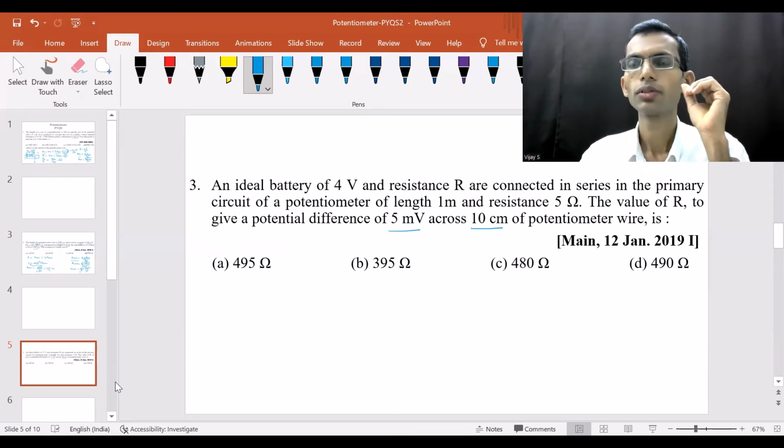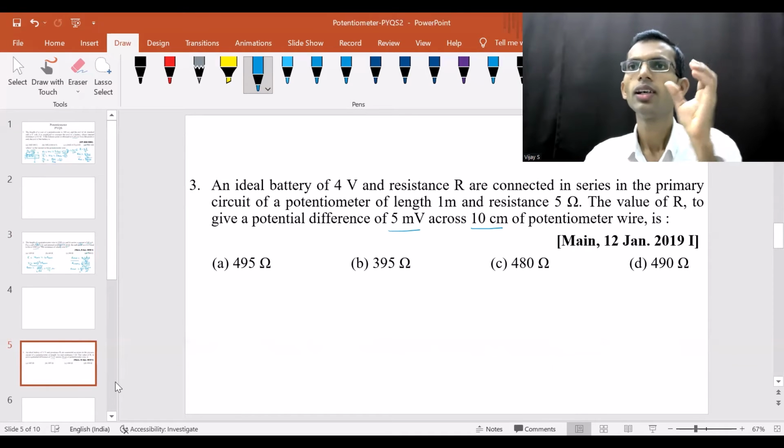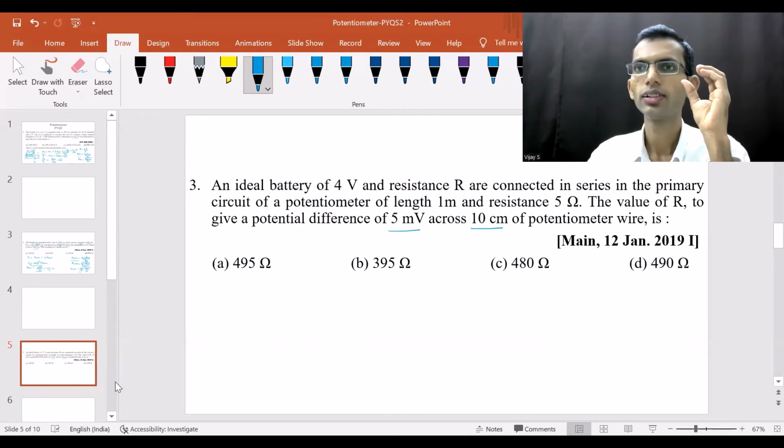అంటే ఇక్కడ ఏమి ఇచ్చారు మనకు ప్రైమరీ సర్క్యూట్ బ్యాటరీ వోల్టేజ్ ఇచ్చారు అండ్ ద పొటెన్షియోమీటర్ వైర్ లెంత్ అండ్ ఇట్స్ రెసిస్టెన్స్. Okay, he also gave the potential difference across the 10 centimeter wire, right? He is asking us to find the series resistance R. So that is the thing.